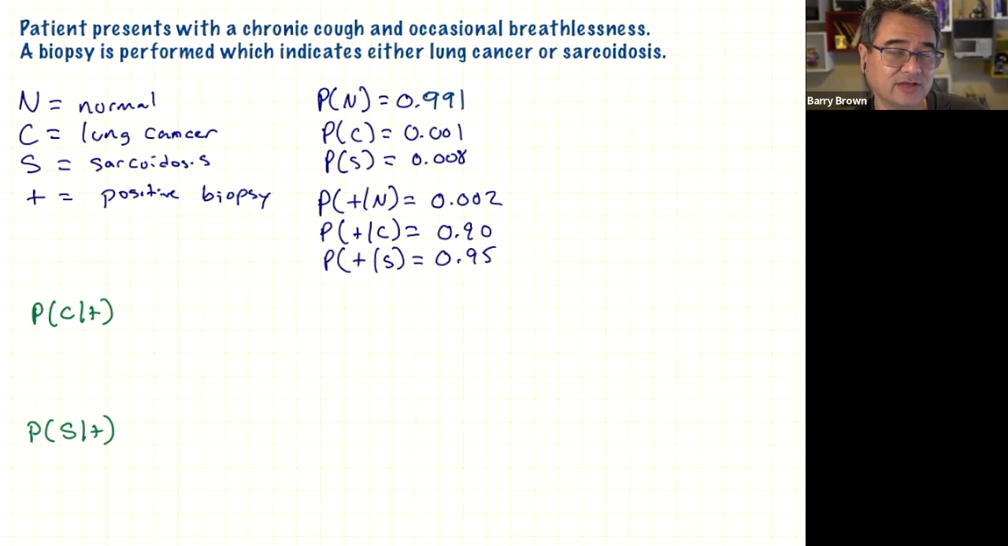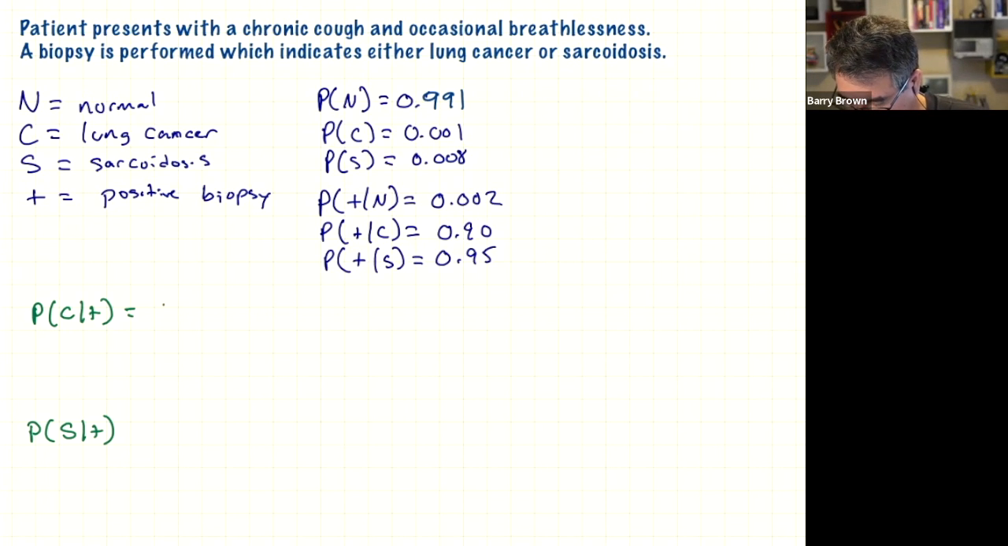The treatment for lung cancer is, of course, highly invasive and not really that great, and the prognosis isn't too good if you have it. And the treatment for sarcoidosis is a round of antibiotics. Okay, so we want to know, what's the probability of lung cancer given a positive biopsy?